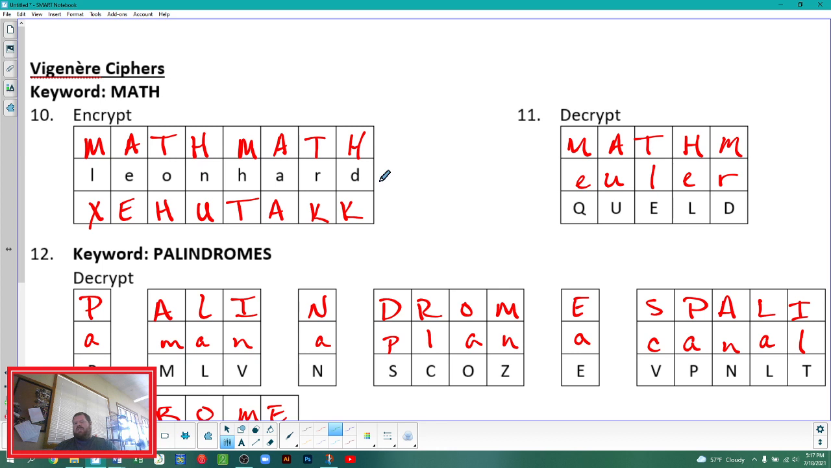For the decryption, it becomes Euler. It's pronounced Euler. It looks like Euler, but it is Euler. Leonard Euler was a famous mathematician. He's got a number named after him, kind of like pi.